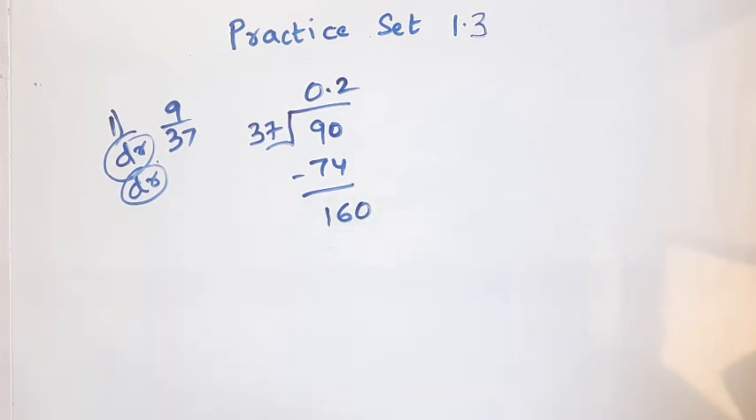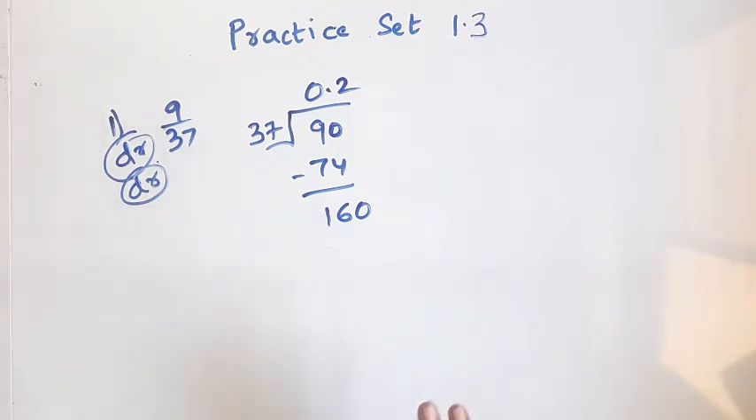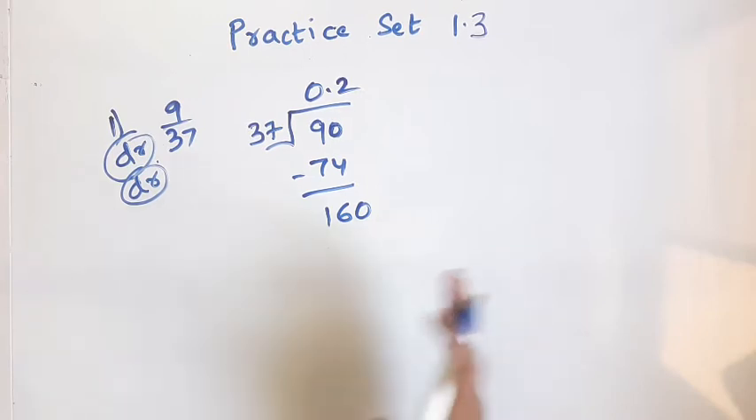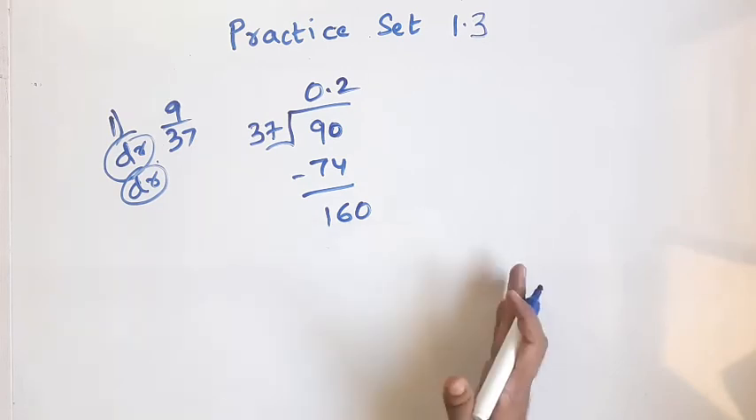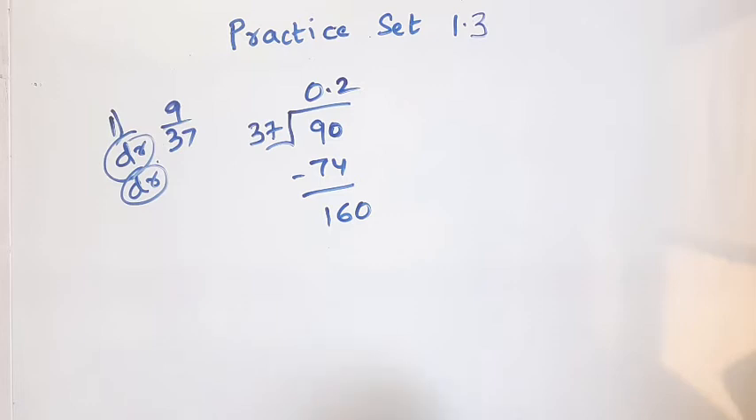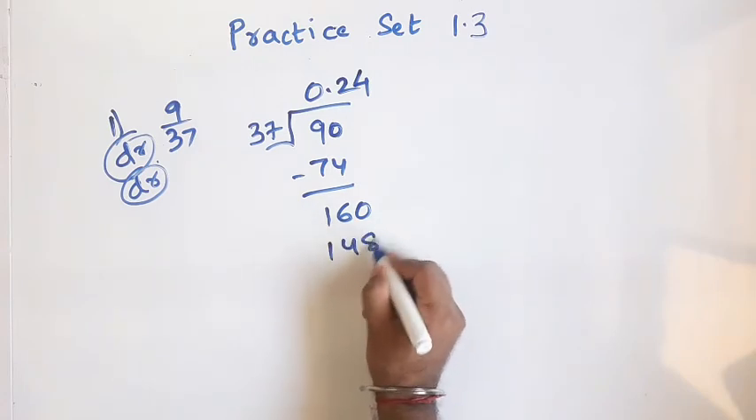Now I don't know the table of 37, but I know the table of 35. When I say I know the table of 35, it actually means we can guess the table of 35. What is 35 2 times? 35 2 times is 70. So 35 4 times will be 140. So 37 4 times will be how much? You just add 8 to it. 148. So it is very close. 37 4 times is 148.